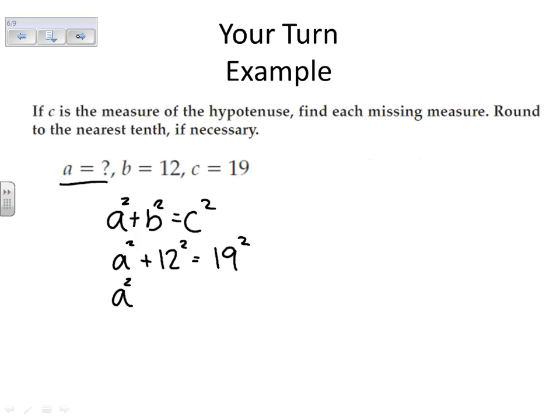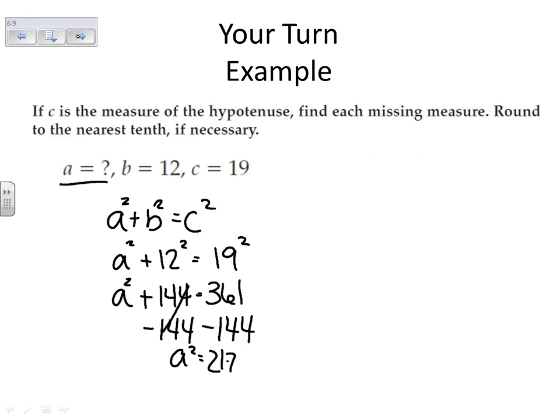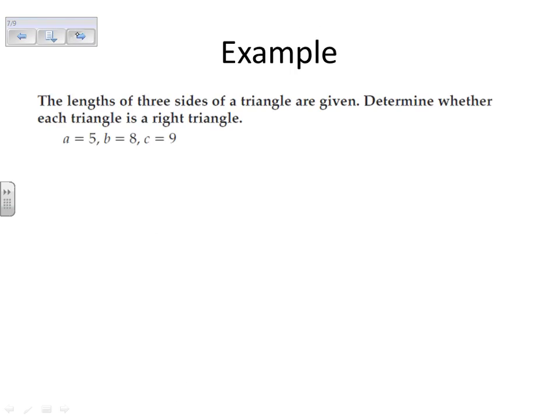So we solve A squared plus 144 equals 361. We subtract 144. And we have A squared equals 217. We take the square root. We have A equals 14.7, rounded to the nearest tenth. Okay, hopefully you got that one. And we're on to the next example.